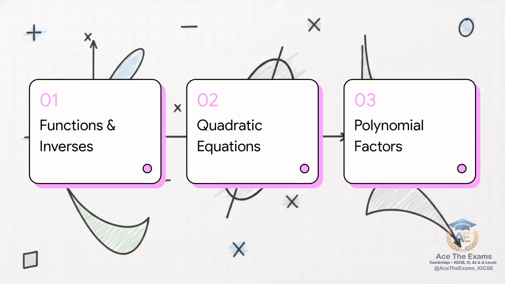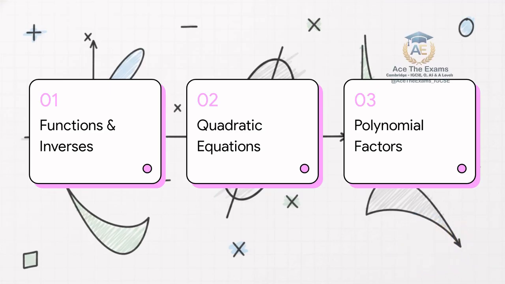To fix the mistakes that Alex and Sam make, we need a crystal clear battle plan. Here is our strategic roadmap for today. Section 1, functions and their inverses. Section 2, conquering quadratic equations, and Section 3, cracking polynomial factors. By giving ourselves this clear three-part structure, we immediately reduce that exam anxiety I was just talking about. We are priming our brains for pure logical learning.